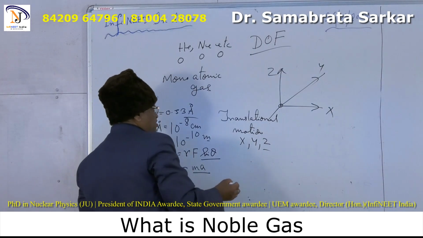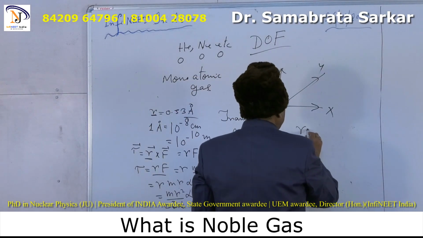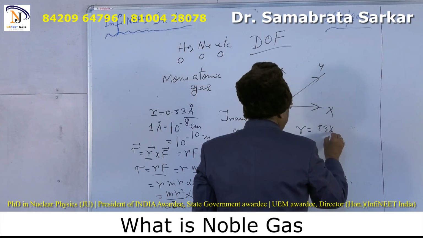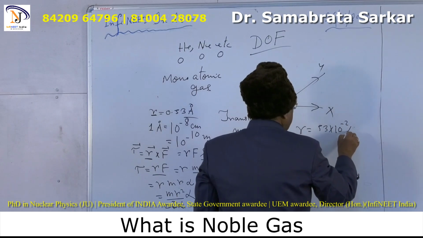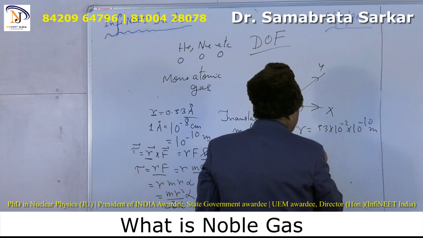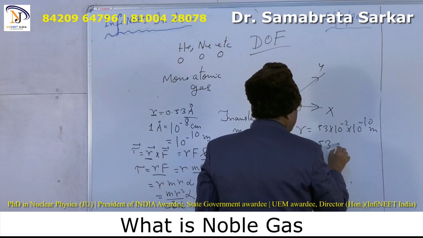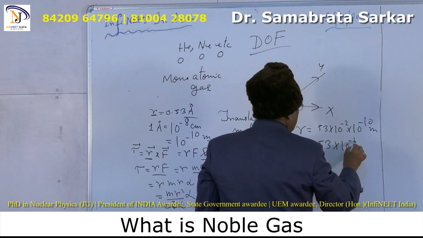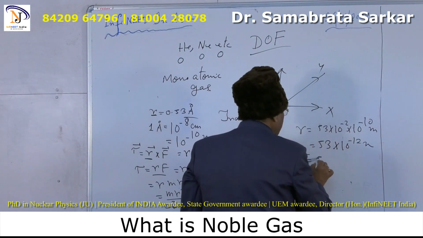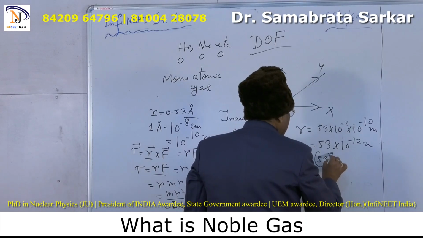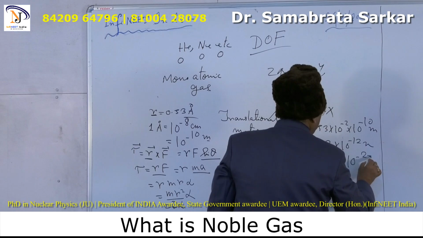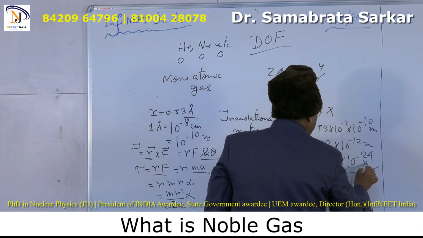Dimension is very, very small. R is small. You see, I am giving here R equals to 53 into 10 to the power minus 2 into 10 to the power minus 10 meter. That means very small, 10 to the power minus 12 meter. And you take the square of this, you will get a result like this, 10 to the power minus 24 meter square.